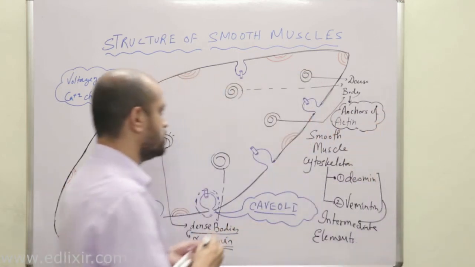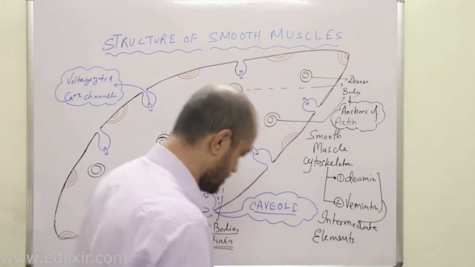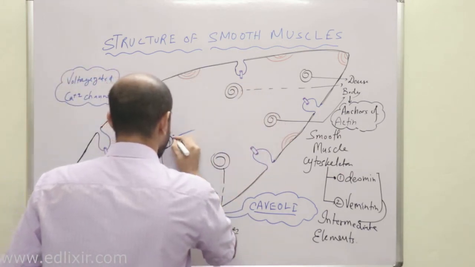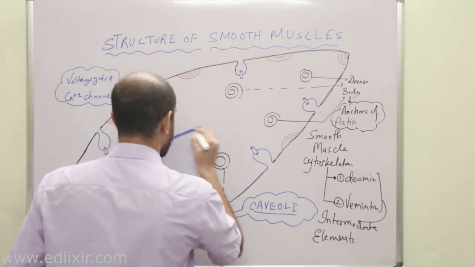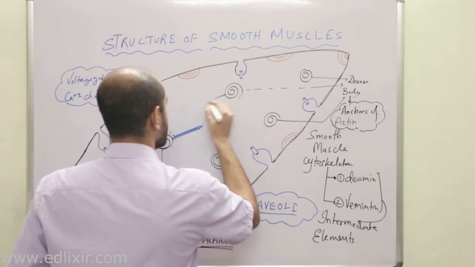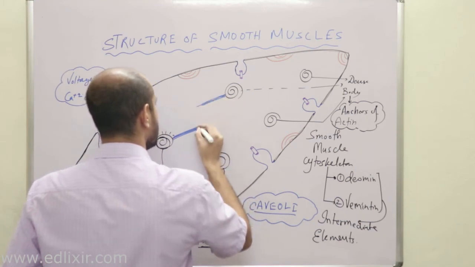Okay. Now listen. Where is actin? Right? Where is actin? Here is your actin. These are your actin molecules. Here are your actin molecules. Clear?